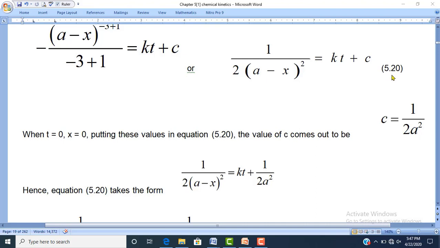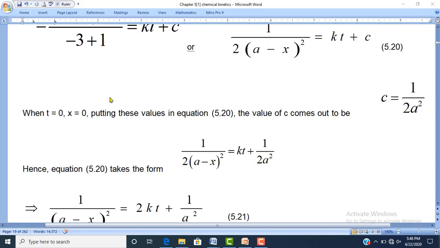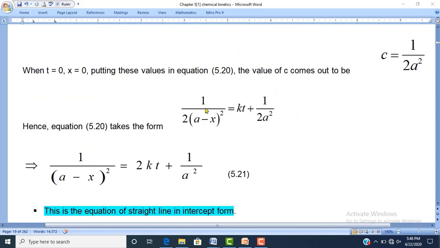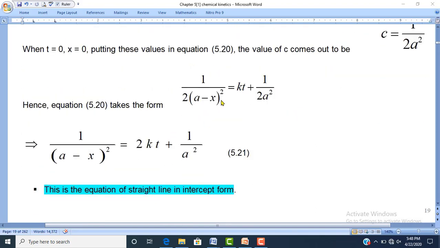If you compare this equation and this equation, the portion which I am showing with my cursor is the same as it is here. But the difference is that here the value of c is 1 over 2a square. So when we put the value of c, 1 over 2a square, into equation 5.20, we get the equation 1 over 2 into (a minus x) square is equal to kt plus 1 over 2a square.